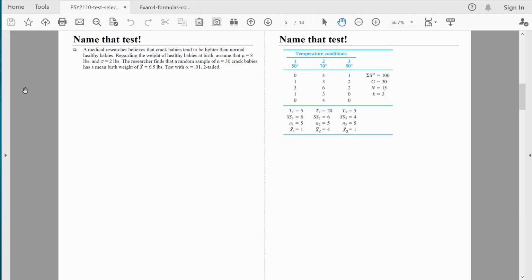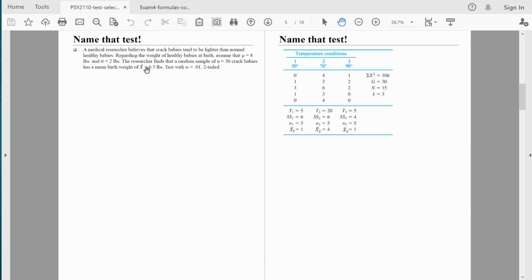What you should do first is underline, highlight some important information. So one of the first things that I want to figure out is, how many groups did I collect data from? Did the researchers collect data from just one sample, or from two samples, or maybe 3 or more samples? That's a really important piece of information. So that's one of the key things that I'm looking for first. And you can see right here, it says a researcher finds that a random sample of 30 crack babies. So that's one sample. So maybe somewhere off to the side over here, you might write down one sample. And we can verify that here. I see one sample mean.